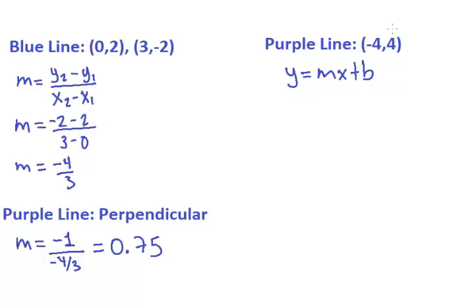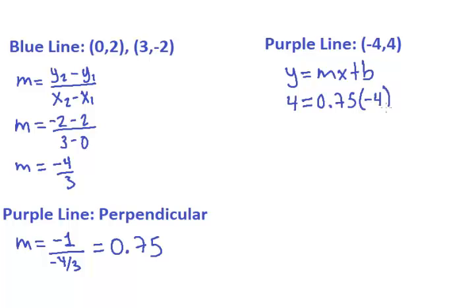So which number is y? It will be 4. It's not -2, it's not 2, because those belong to the blue line, and what I'm trying to find right now is not the information for the blue line, it's the information for the purple line. So y will be number 4. Which number is M? Same thing. M is 0.75 because I'm talking about the purple line. It's not -4/3 because that belongs to the blue line. We use the information of the purple line. So M will be 0.75.